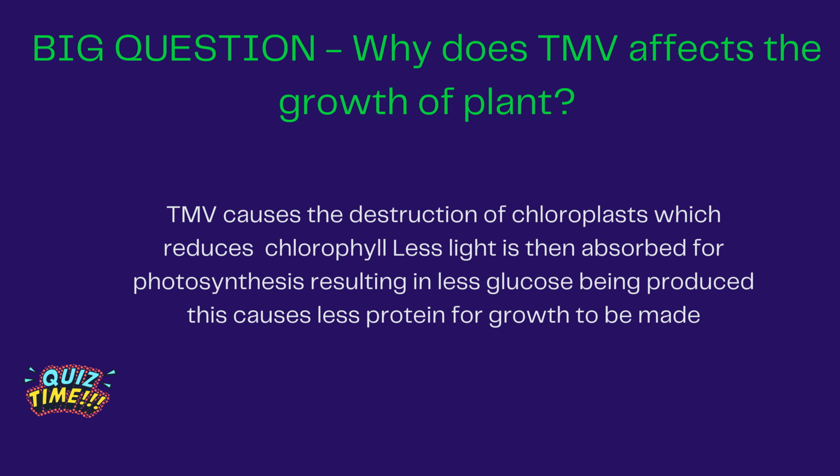Very good. So TMV causes the destruction of chloroplast, which reduces chlorophyll. So less light is then absorbed for photosynthesis, resulting in less glucose being produced, and this causes less protein for growth to be made. All right, very good.